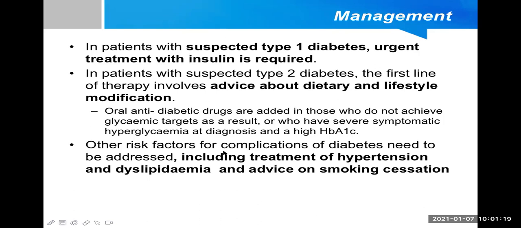Now, other risk factors for complication of diabetes need to be addressed, like treatment of hypertension and dyslipidemia, and advice on smoking cessation. All of these are important risk factors for atherosclerosis along with diabetes. And the patient has a high chance of death from that atherosclerosis rather than diabetes alone. So don't only focus on the diabetes. When this type of patient comes to you, take a good history, try to find out some other risk factors and manage accordingly.